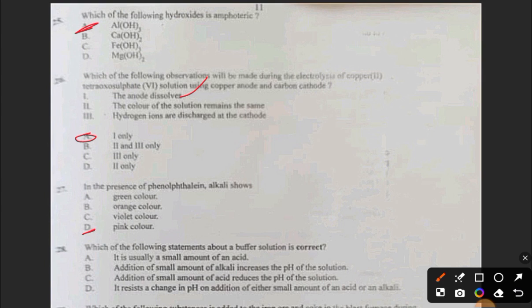28. Which of the following statements about a buffer solution is correct? It is usually a small amount of acid. Addition of small amounts of alkali increases the pH of the solution. Addition of small amounts of acid reduces the pH of the solution. It resists a change in pH on addition of either small amount of acid or base. The answer to question 28 is D. It resists pH change.